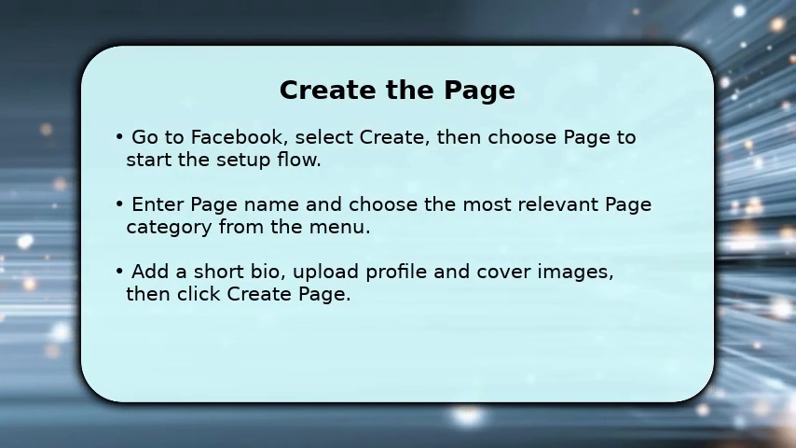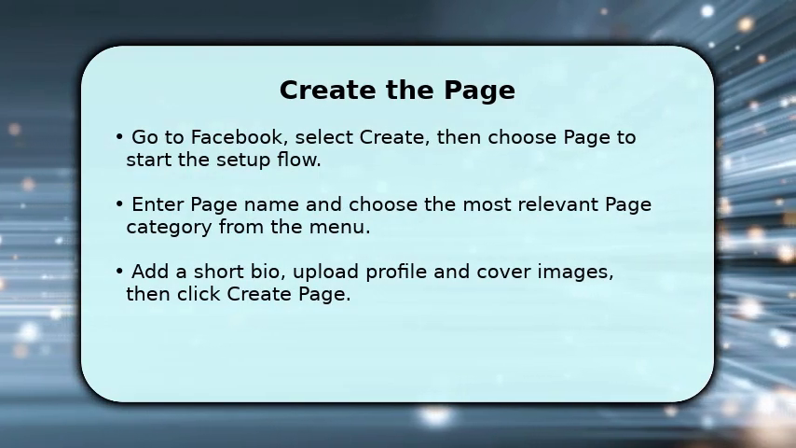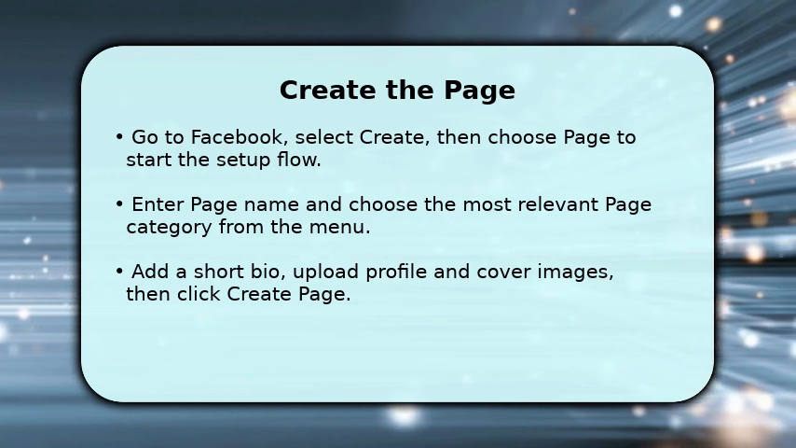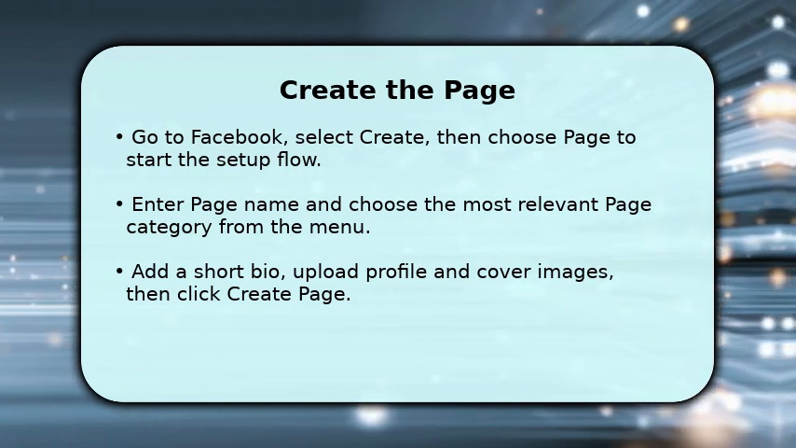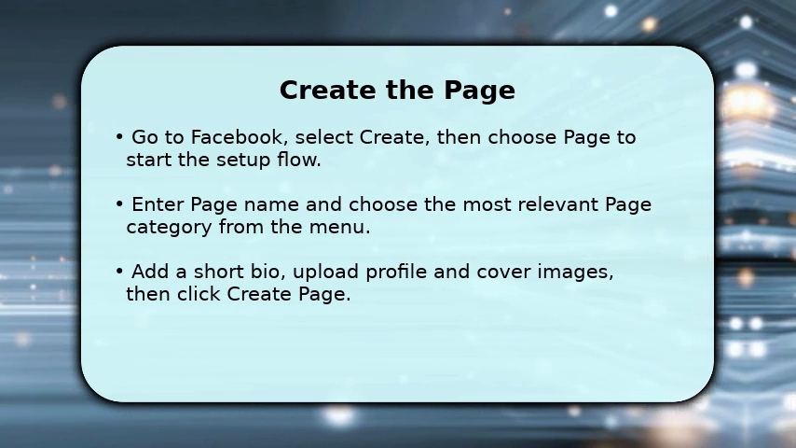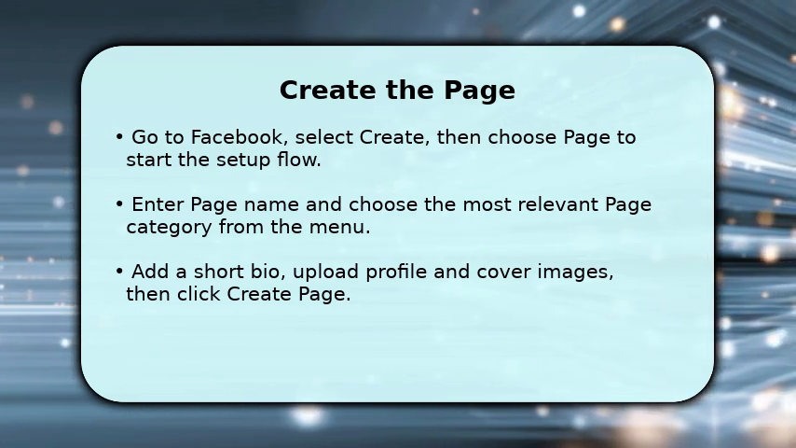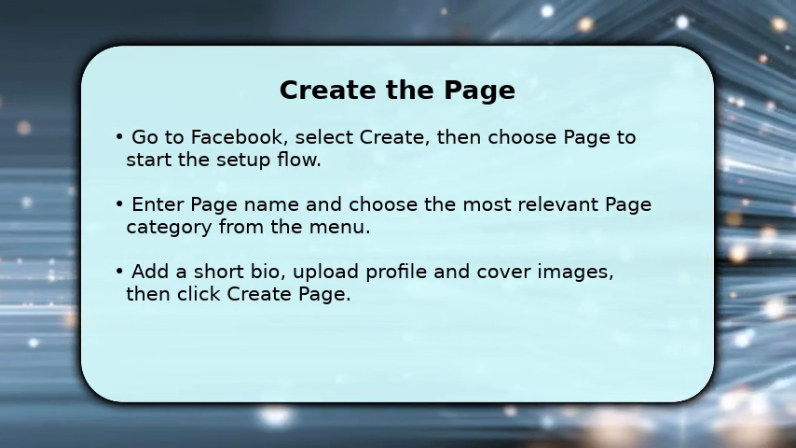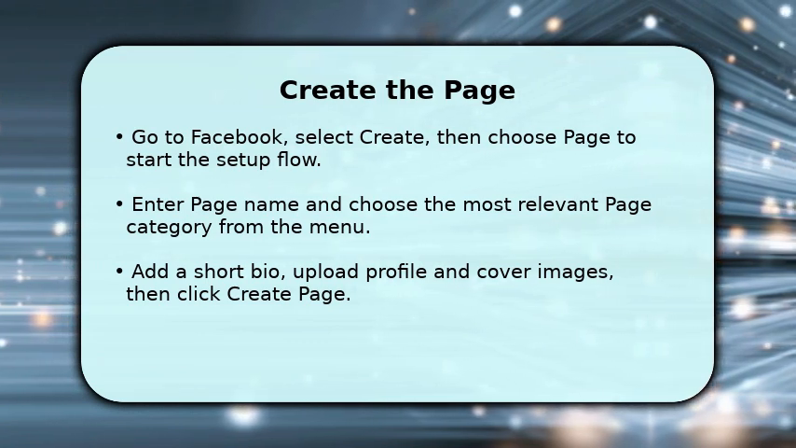Step 2. Create the page using desktop or mobile. On desktop, go to your Facebook home, select Create, then choose Page and follow the guided fields. Enter the page name and choose the most relevant page category from the drop-down. This affects search and suggested placements.